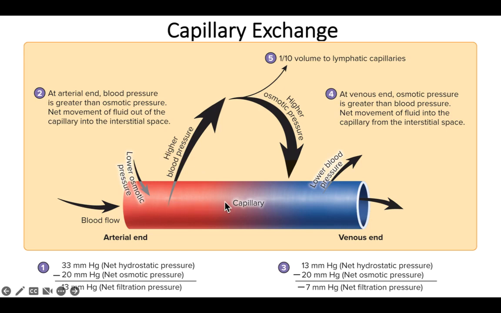Once you keep going, remember what happens to blood pressure. Blood pressure drops as you go away from the heart. So if you get to this venous end, the osmotic pressure hasn't changed. It's still 20. But the hydrostatic pressure has dropped to 13. So now you have a higher osmotic pressure compared to the hydrostatic pressure. The result will be more pulling in, or a negative net filtration pressure. So you push out fluid, and then you pull in fluid.